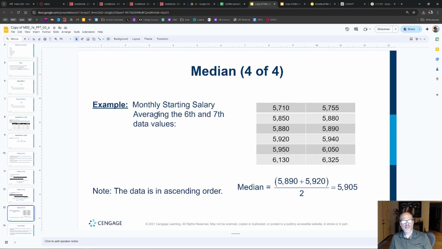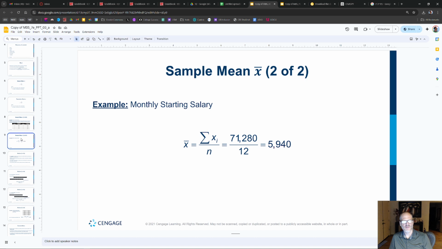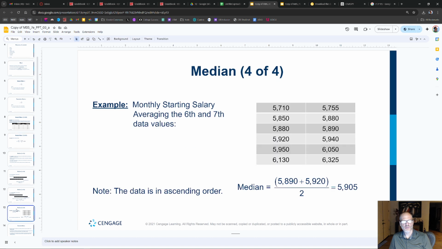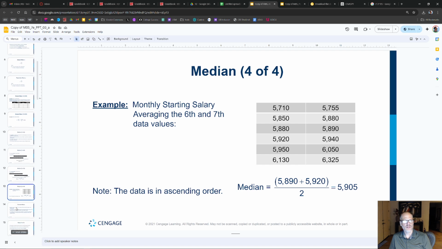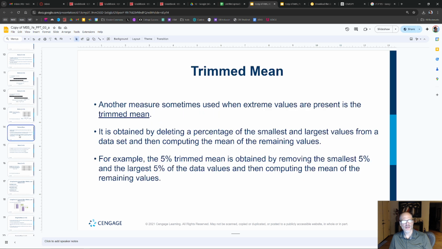For the monthly starting salary, averaging the 6th and 7th data values, the median is going to be these two averaged, or 59.05, and just comparing that to the mean. The mean is 59.40 and the median is 59.05. So again, these are different ways we could start to talk about and describe our data: the mean, the median, and then we'll get to the mode in a second.